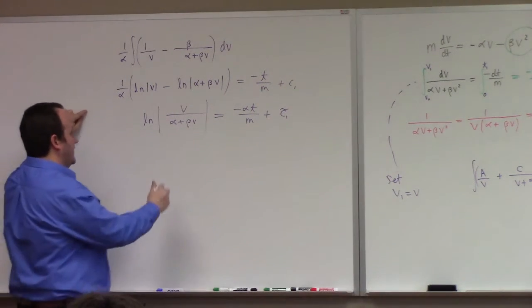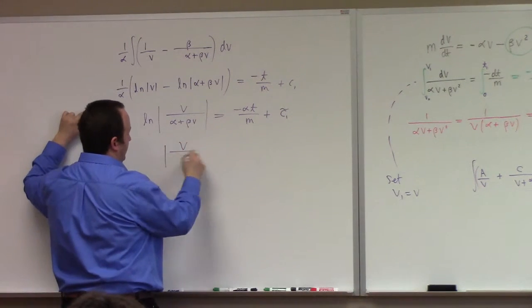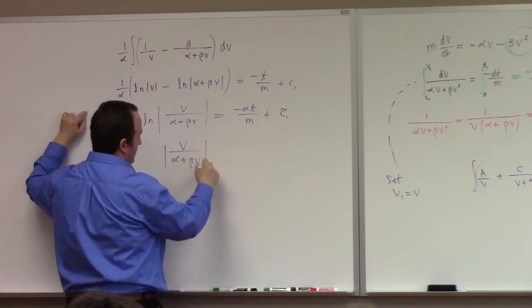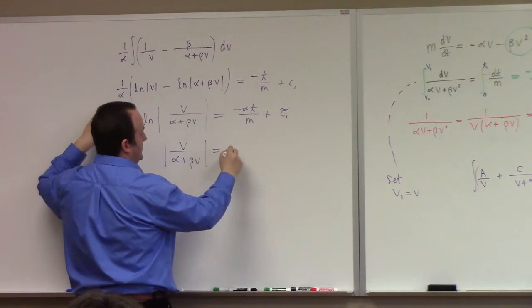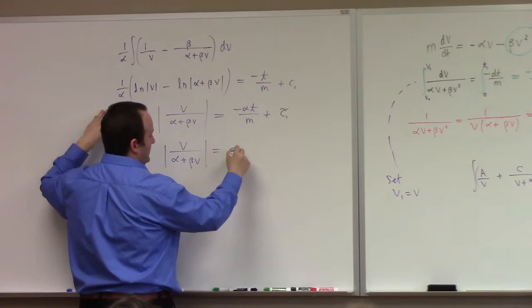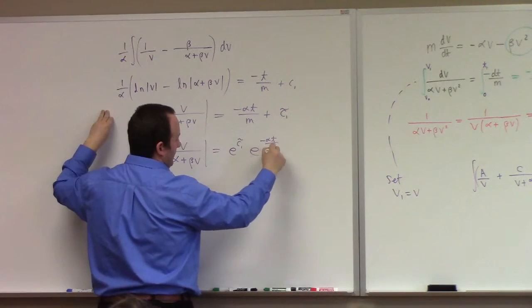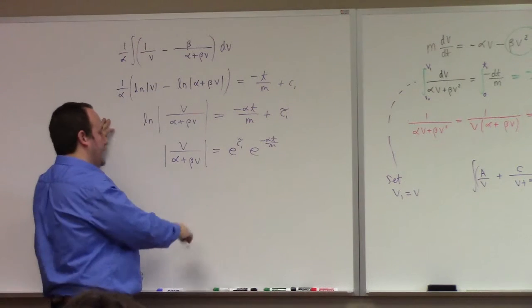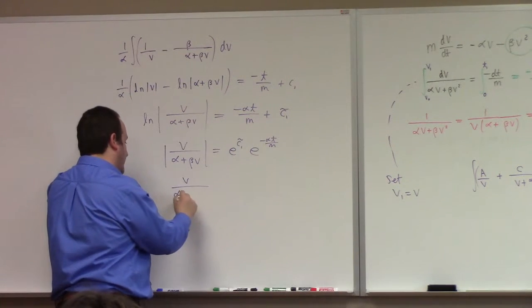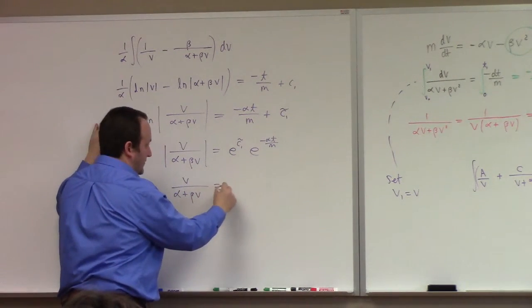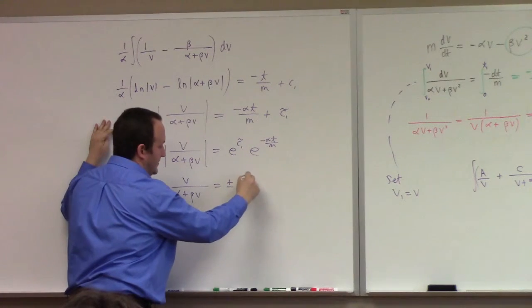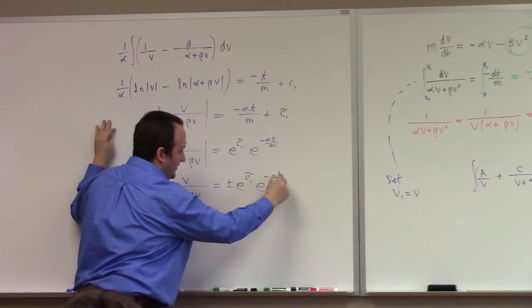If I exponentiate both sides, then I get the absolute value of v over alpha plus beta v is equal to what? E to the c1 tilde e to the minus alpha t over m. To get rid of the absolute value then, I got v over alpha plus beta v is equal to plus or minus e to the c1 tilde e to the minus alpha t over m, right?